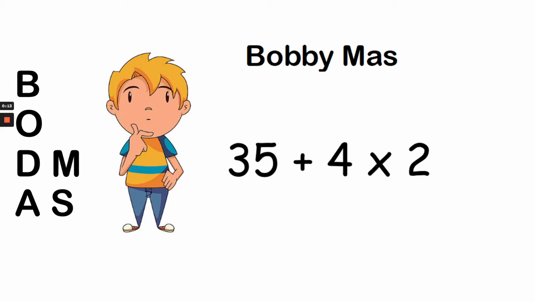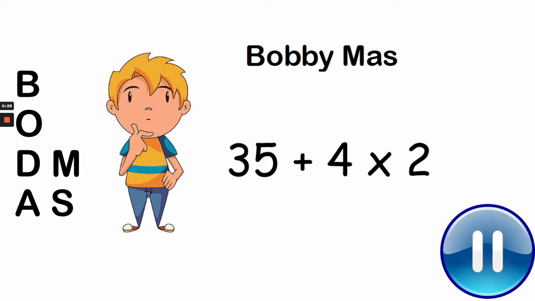All right, let's kick off with Bobby Mass. Bobby Mass is going to use the order of operation to solve 35 plus 4 times 2. He needs to use BODMAS to solve it. You might want to write down the meaning of BODMAS to help you revise, and then pause your video and go ahead and solve it.